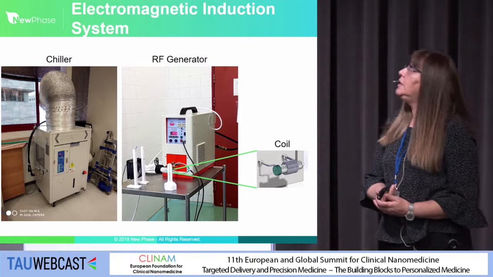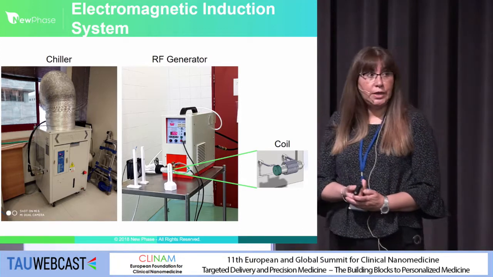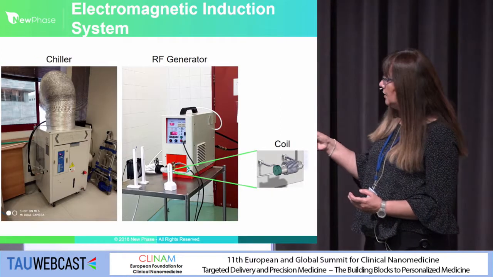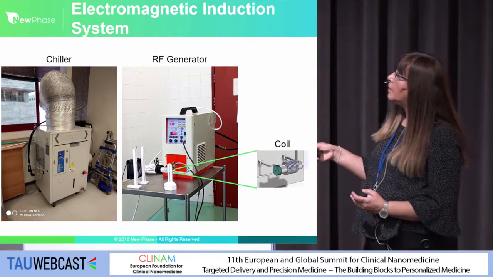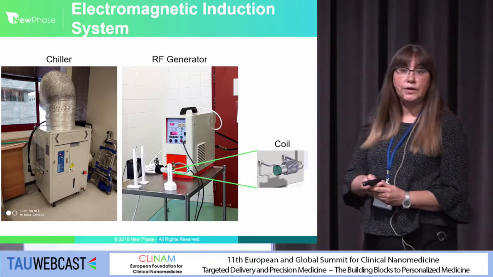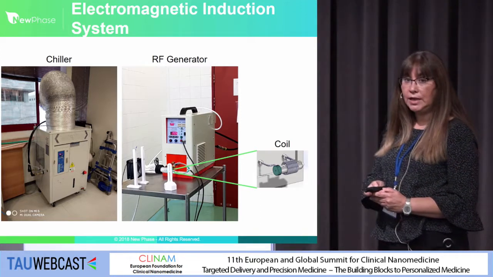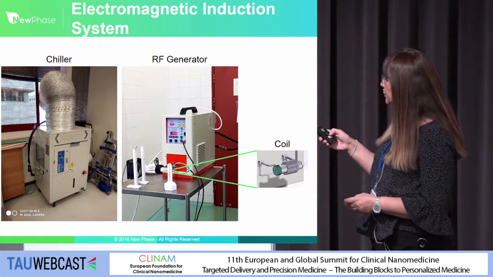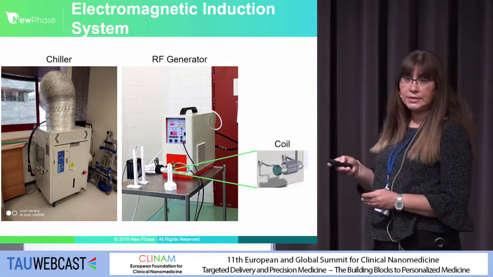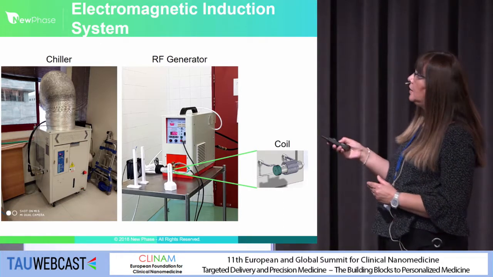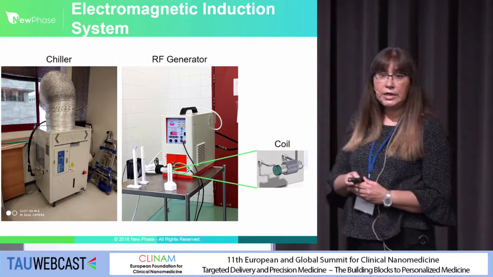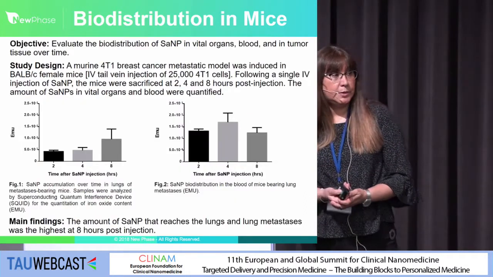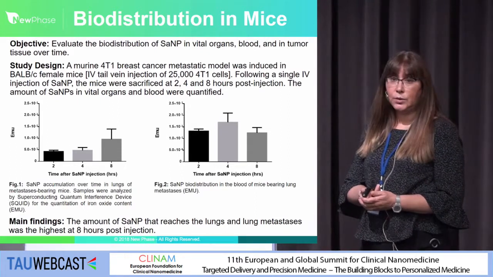This is the electromagnetic induction system that is composed of 2 main units. We have a cooling device that cools the system, and an RF generator that generates the electromagnetic field. Now we put the animals inside a housing tube, and then this tube is positioned inside the inductor coil for EMF application. So I'm going to show you a series of experiments that we have conducted at our company.